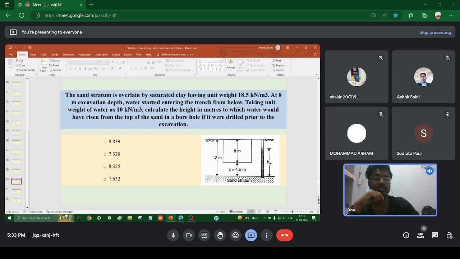So this is a sand stratum with an overall thickness of clay above it as 12 meter. Just a minute. Don't take 12 meter. I believe it will be 12.5 because Z is given over here as 4.5. So it is 8 meter thickness and 4.5 meter. So take it as 12.5 meter. You don't need this 12 meter. This is HW. You have to find out HW. Gamma sat of the clay layer is given as 18.5 and gamma W you will take as 10.